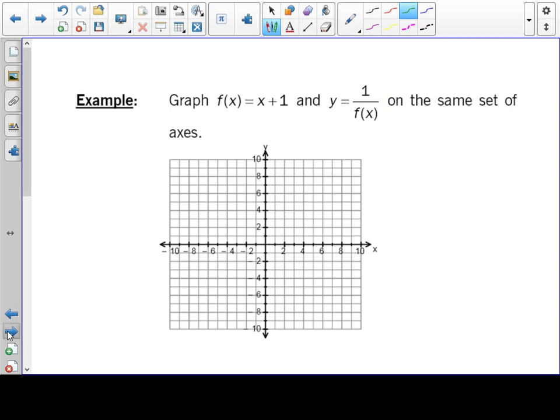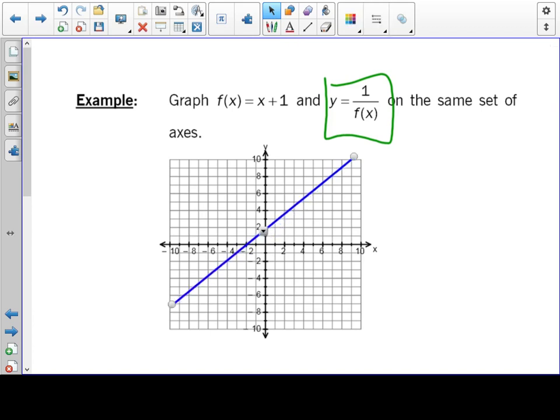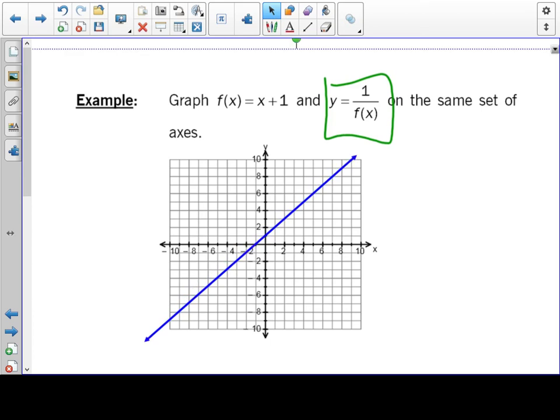Now it asks us to graph x plus 1 and its reciprocal. This reciprocal is represented by y equals 1 over f of x on the same set of axes. So, what does x plus 1 look like? You should use a ruler for this, or something straight. X plus 1 is going to look like this. There it is right there. There's your x plus 1. Now, what would 1 over f of x be?